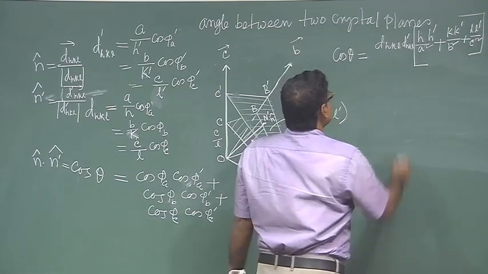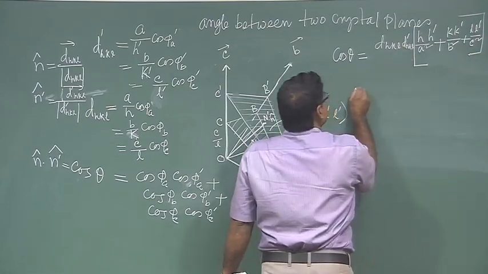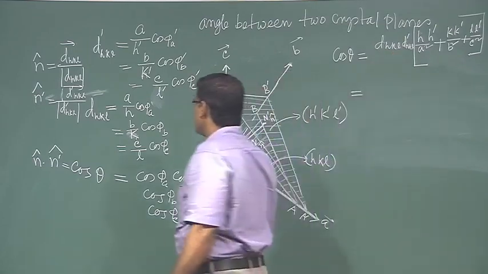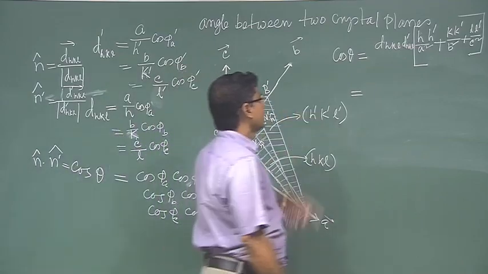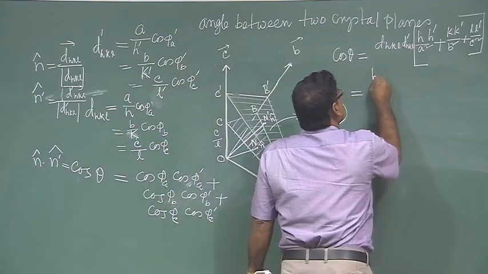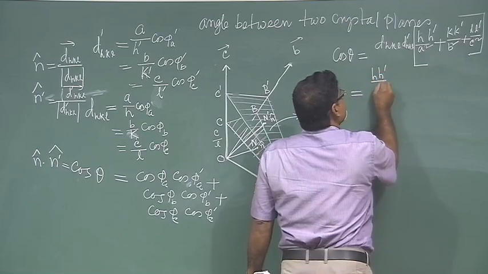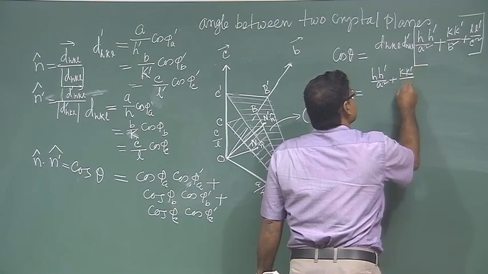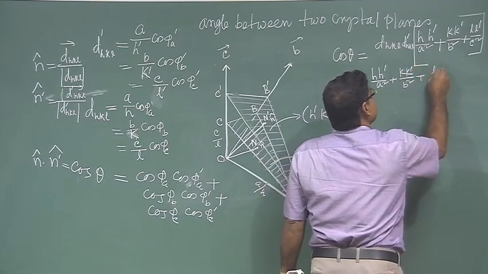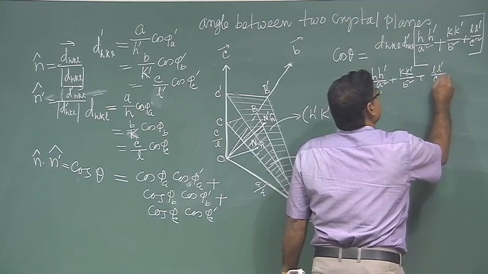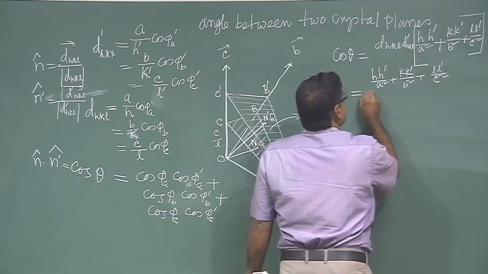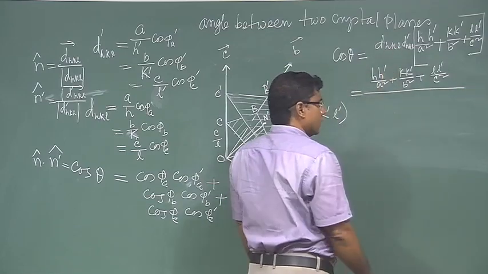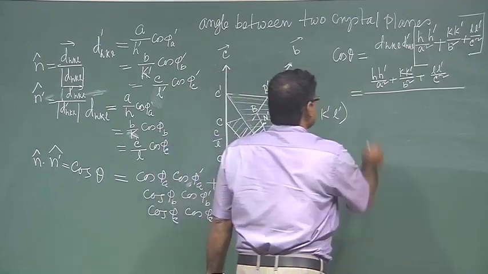Okay. Now, that d H K L, we have seen what its value is. So, if we put H dash by A square plus K dash by B square plus L dash by C square, divided by the d H K L value. So, what was that?